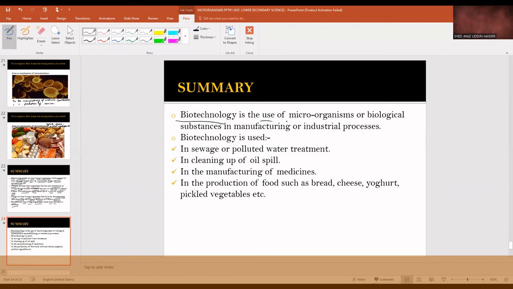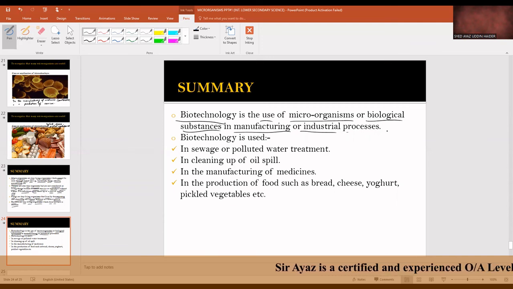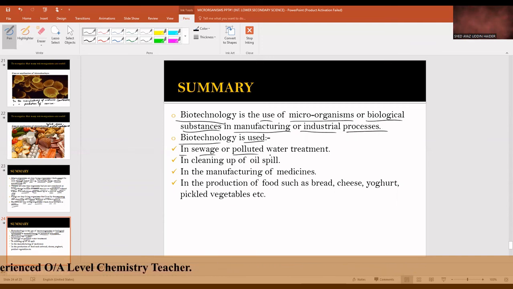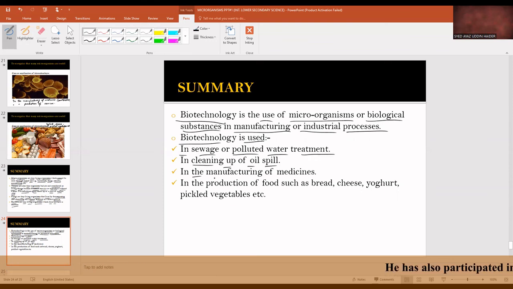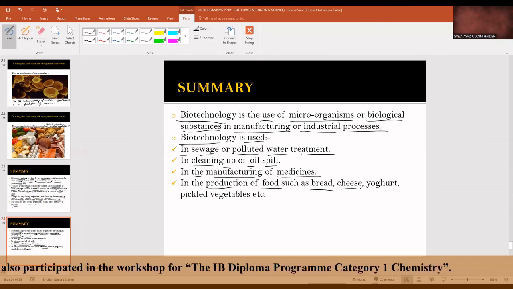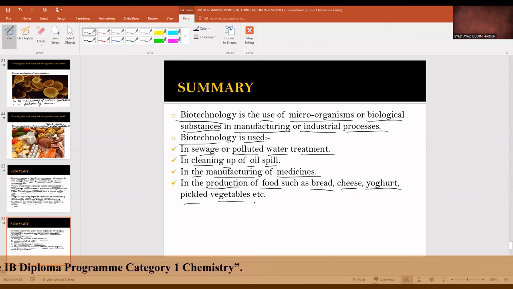Biotechnology is the use of microorganisms or biological substances in manufacturing or industrial processes. Biotechnology is used in sewage or polluted water treatment, in cleaning up of oil spill, in the manufacturing of medicines, in the production of food such as bread, cheese, yogurt, pickled vegetables, etc.